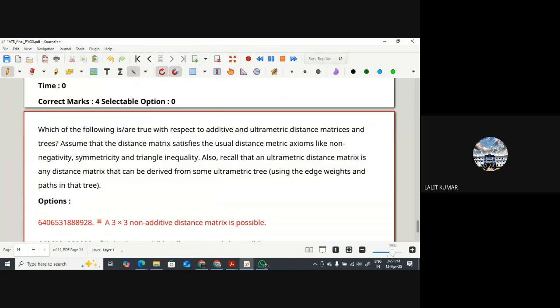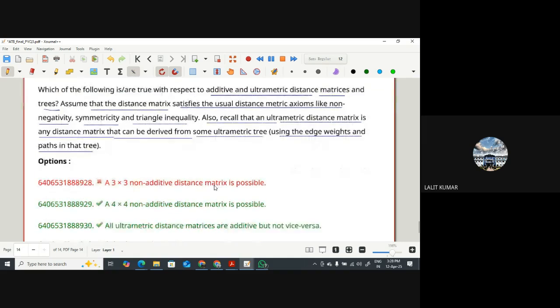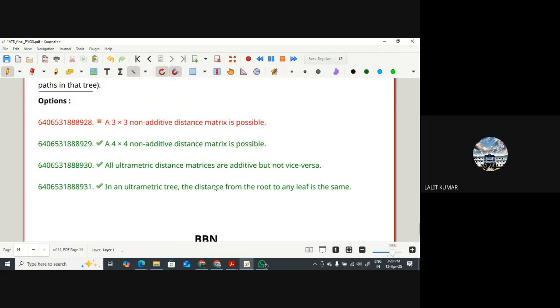Which of the following are true with respect to additive and ultrametric distance matrices and trees? Assume that the distance matrix satisfies the usual distance matrix axioms like non-negativity, symmetry, and triangle inequality. Also recall that an ultrametric distance matrix is any distance matrix that can be derived from some ultrametric tree using the edge weights and the paths in that tree. So they have given these statements.